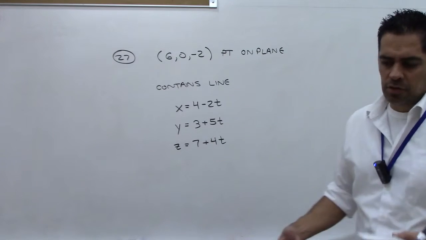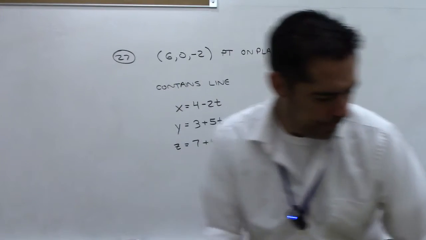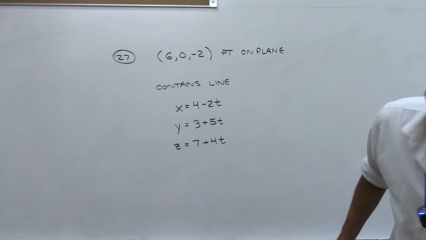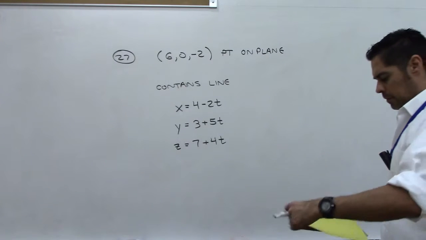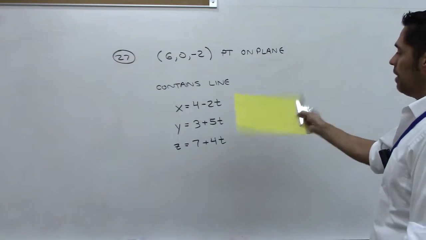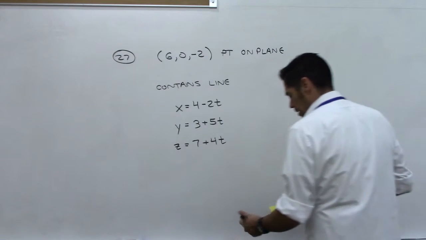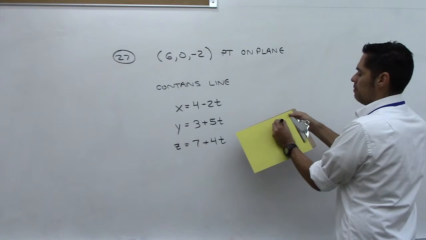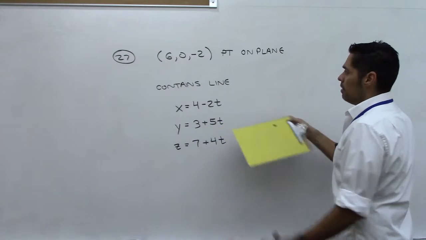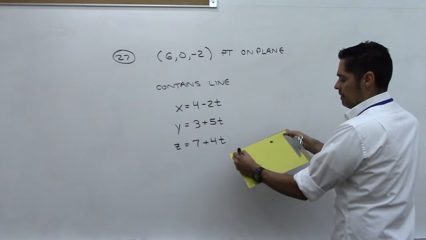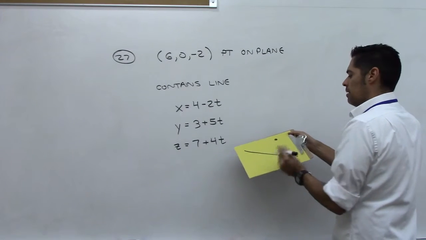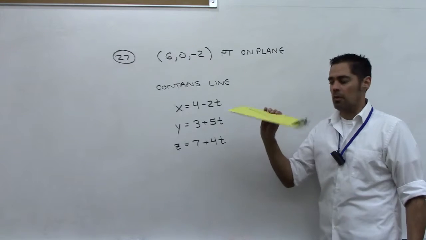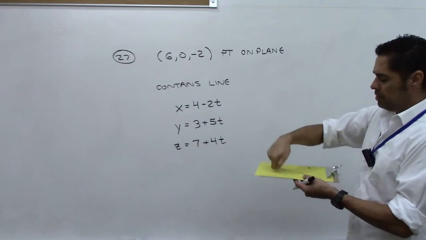All right, let me try and show you what's happening here. We have a plane that we're trying to figure out what it is, right? What the equation is. We're given a point that lives on the plane. So there's a point, this point lives on this plane. We also are told that this plane contains this line. So that whole line lives on this flat sheet of paper also. So what's the equation of this?